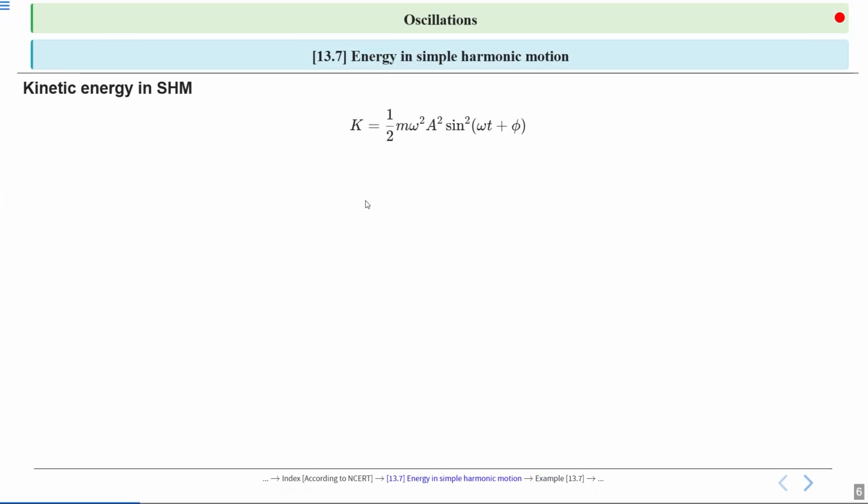Kinetic energy in simple harmonic motion, the formula is K equal to 1 by 2 m omega square a square sine square omega t plus phi. Here K is the kinetic energy in joules. Phi is the phase constant. This is very important and measured in radians. The kinetic energy depends on both the mass and the square of the amplitude.